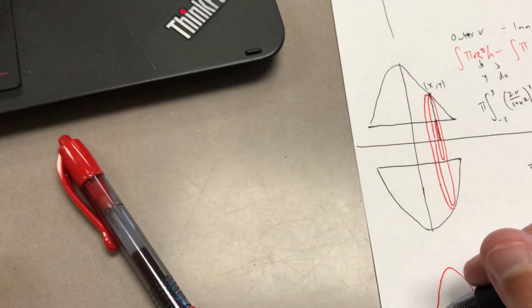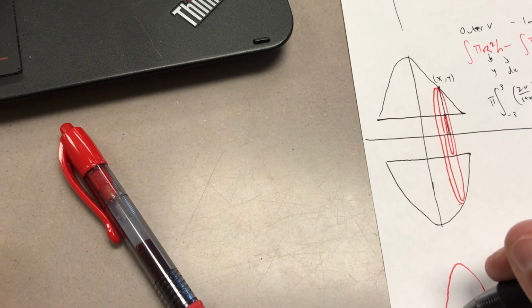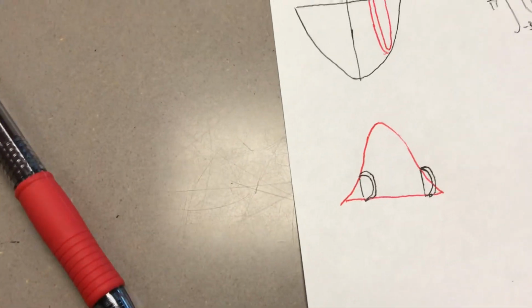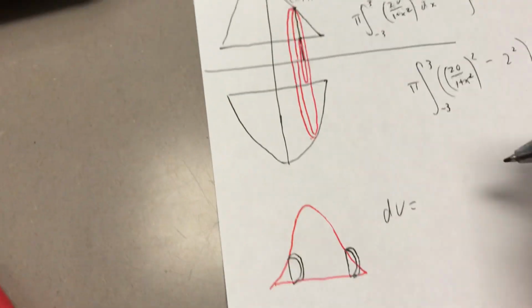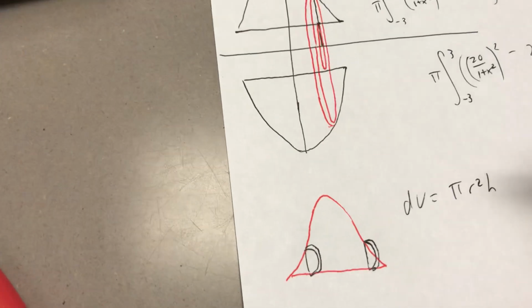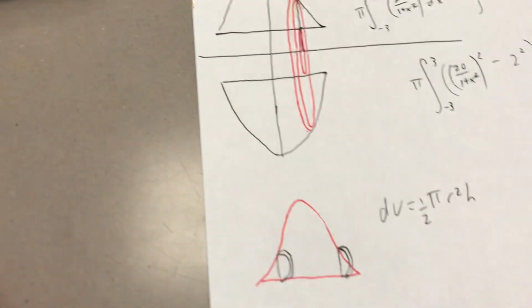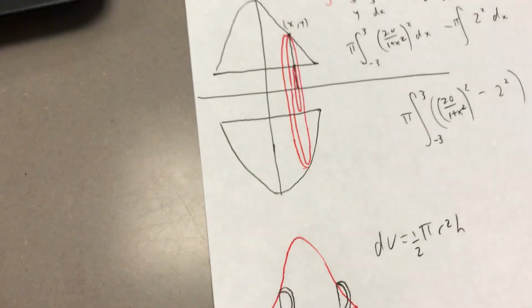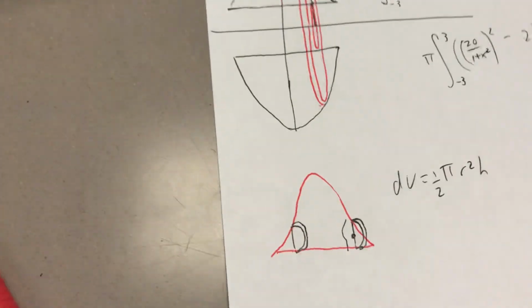Okay, it can be a little bit hard to draw these sometimes. Maybe it's easier to do like that. But anyway, that's what your slices look like. So you can write a dV statement. The volume, normally it would be pi r squared h for a full disk. This is a half disk, so it's going to be 1/2 pi r squared h. Now be careful, the radius is not that full length. It's only half that length there.